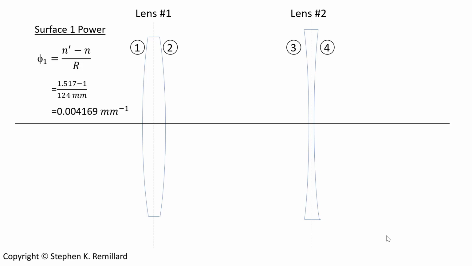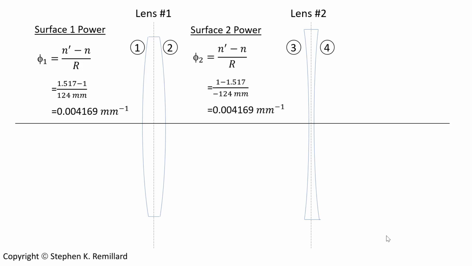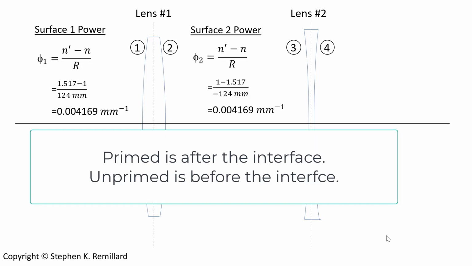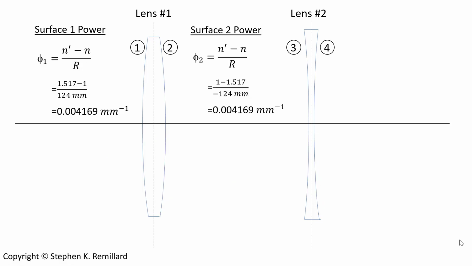Given an index of refraction of the glass and the radius of curvature of the glass, we have the power of the first surface. The power of the second surface is found the same way, but the glass now is first, and then the air is next. So using n equals 1 for air and n equals 1.517 for glass, n prime refers to the index after the interface, n refers to the index before the interface. The radius of curvature is also opposite in sign for surface 2 because it's concave. The radius is negative. If the surface were convex, then the radius is positive per our sign convention.